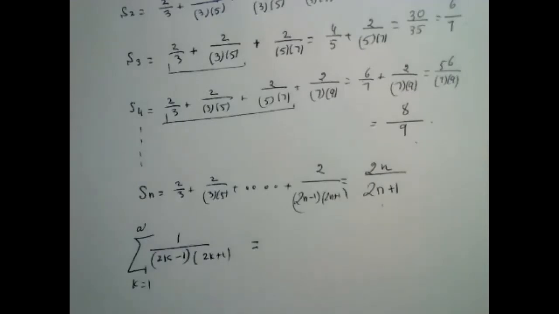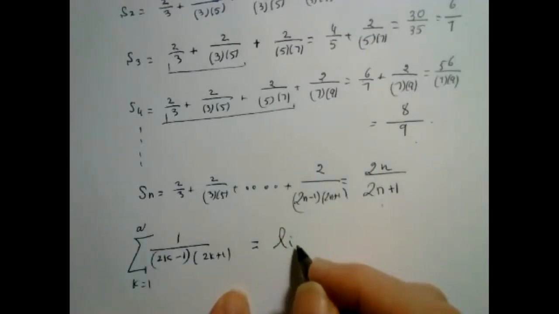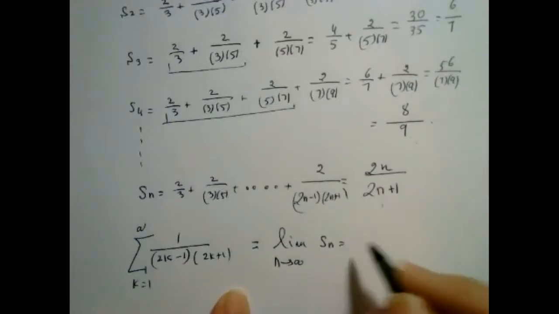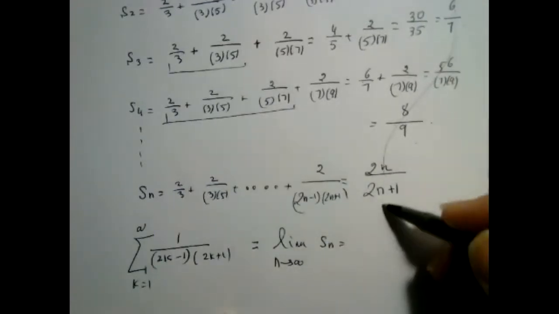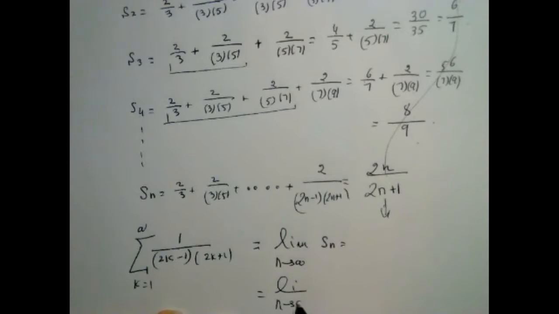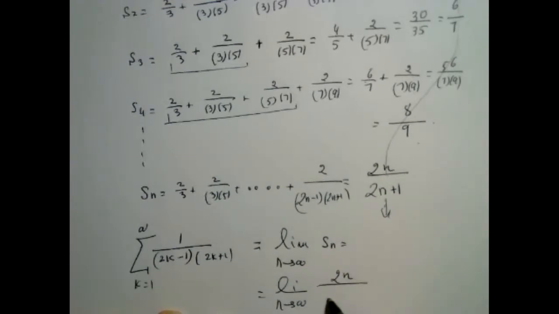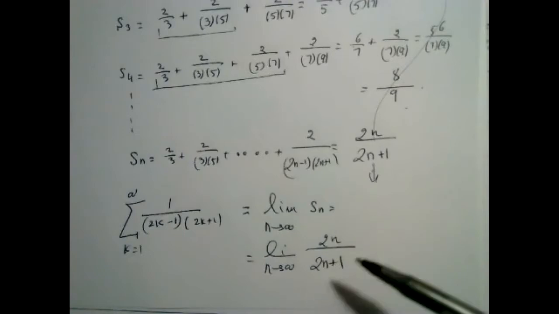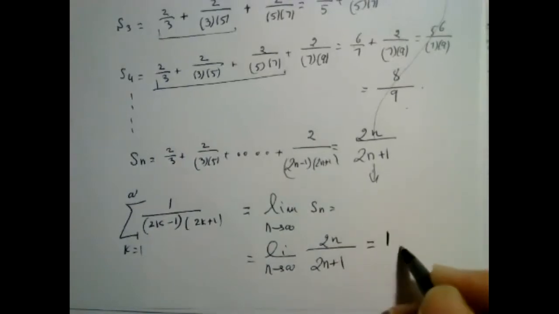So what's this sum? The sum is nothing more than the limit as n tends to infinity of the partial sum. It's actually what happens to those sums when n goes to infinity. That's really what the total sum is. So we need the limit as n tends to infinity of 2n over 2n plus 1. Now when n becomes very large, 2n over 2n plus 1 will become very close to 1. And the answer is equal to 1 in this scenario.